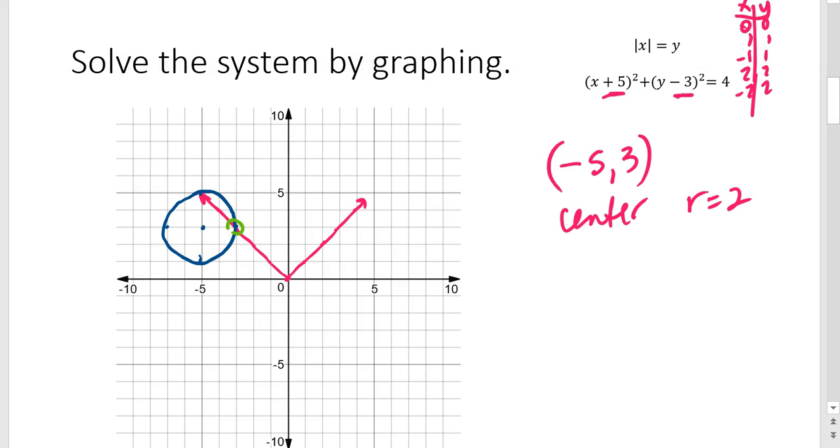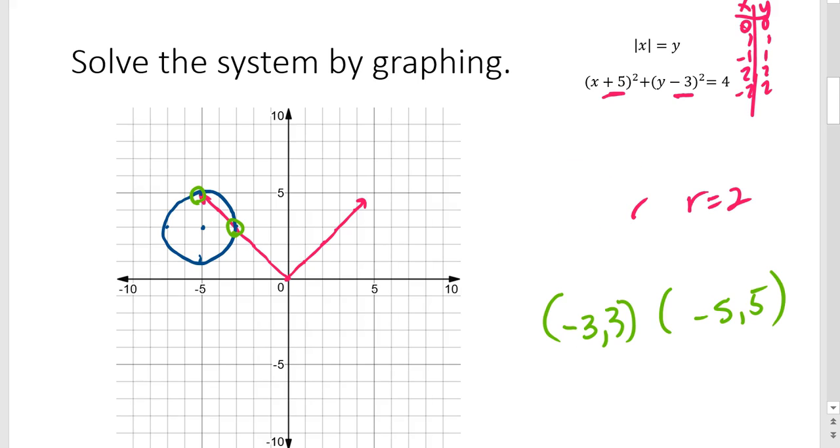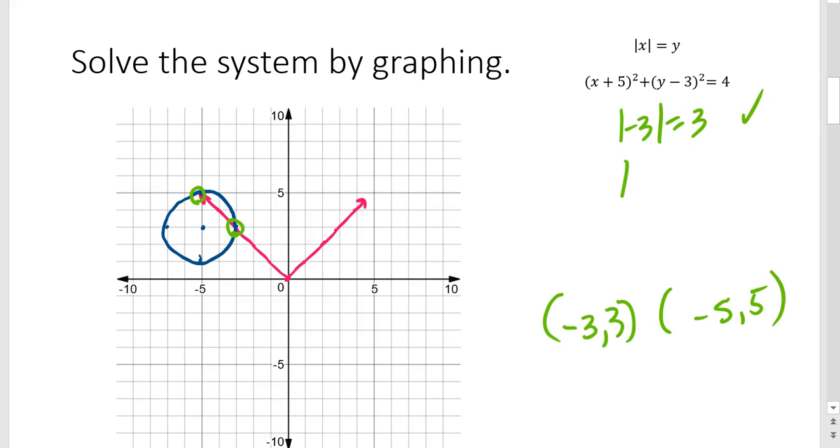You can see I'm going to have 2 intersections, here and here. So 2 solutions, one at (-3, 3) and one at (-5, 5). So let's check both those in our original problems. That's how you can check to make sure you haven't just misread or your graph wasn't exact enough. So let's check first (-3, 3). I can see that's going to be true. And I can also see (-5, 5) is also going to be true.